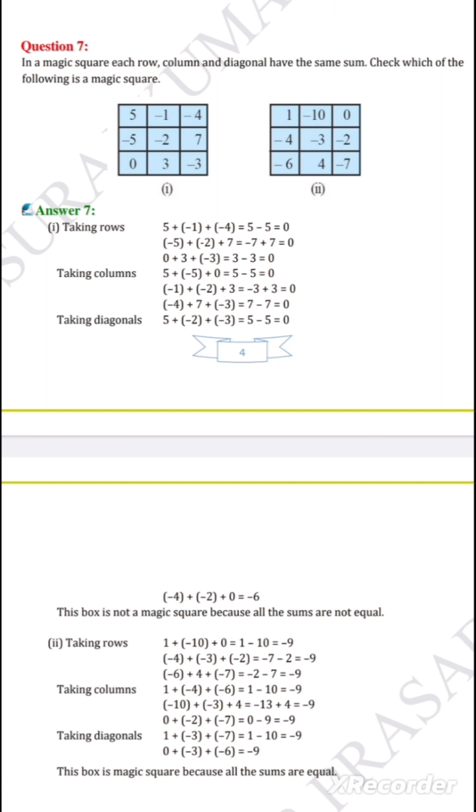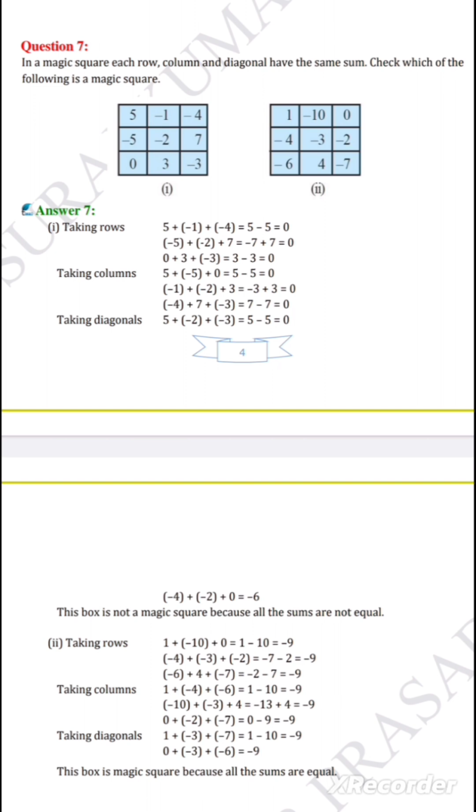Let's prove it. Taking rows, 5 plus minus 1 plus minus 4 is equal to 0. Minus 5 plus minus 2 plus 7 is equal to 0. 0 plus 3 plus minus 3 is equal to 0. We got all the sums of the rows as 0. And then taking columns, 5 plus minus 5 plus 0 is 0. Minus 1 plus minus 2 plus 3 is 0. Minus 4 plus 7 plus minus 3 is 0.